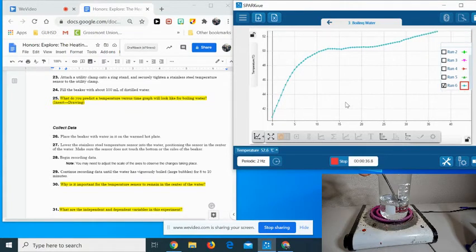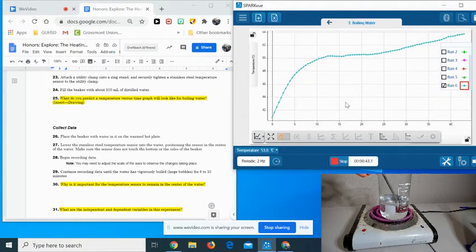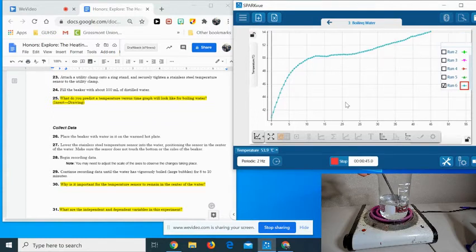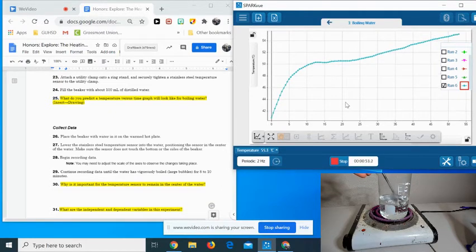So I'm going to keep continuing to heat this until I've seen bubbles for about 8 to 10 minutes. And I actually might not keep it going for that long, but I am going to keep recording. I'm not going to keep this on the screen the whole time. I'm going to keep recording and then I'll show you what the graph looks like after that.